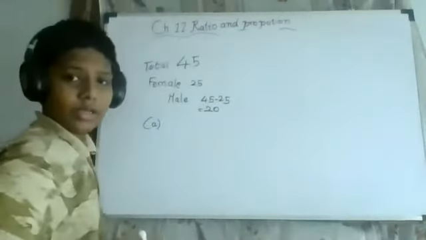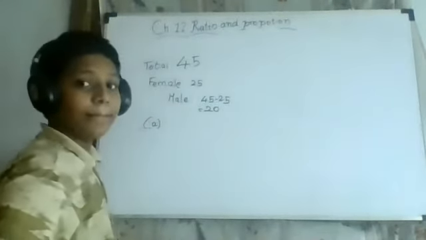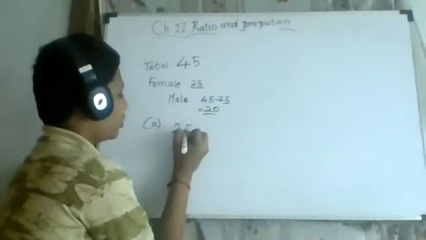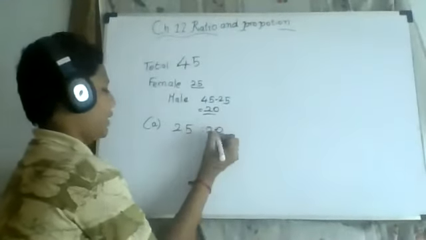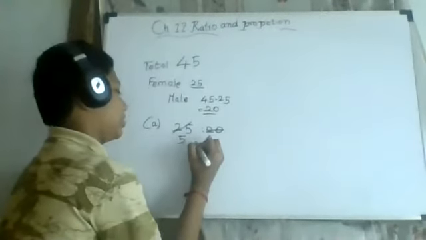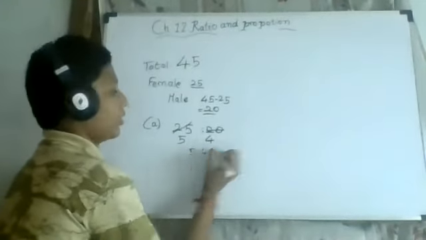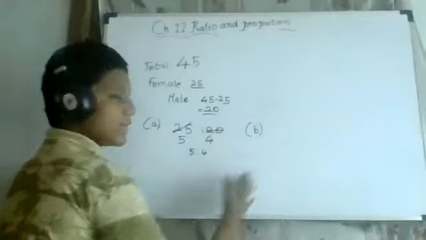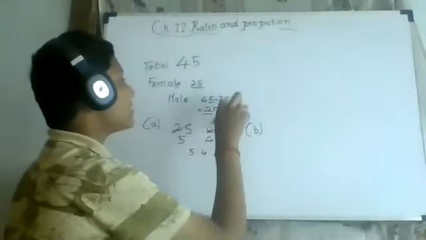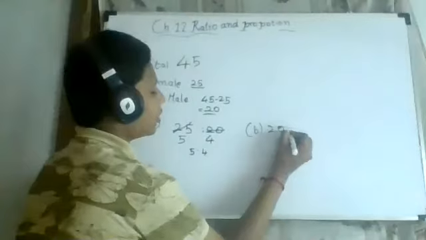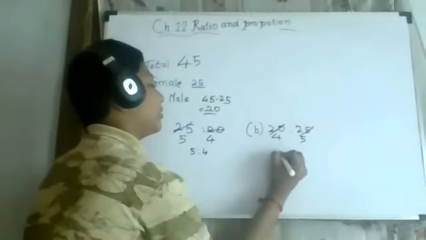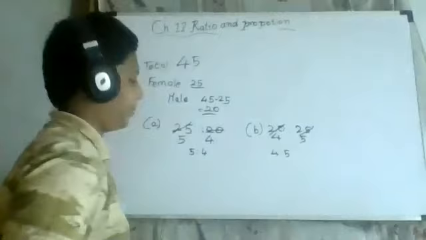So what is the first case? They have given the ratio of the number of females to the number of males. So 25 is to 20. 5 fives are 25, 5 fours are 20, so 5 is to 4. And the second one is the ratio of the number of males to the number of females. 20 is to 25. 5 fours are 20, 5 fives are 25, so 4 is to 5.